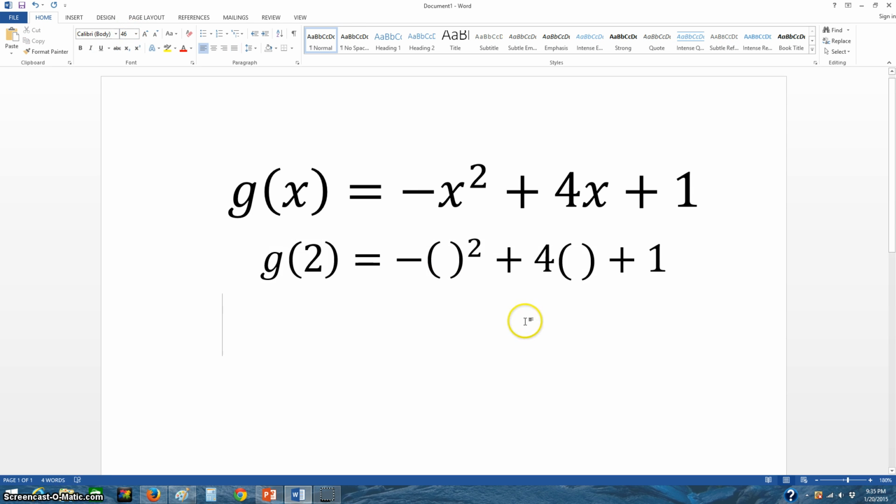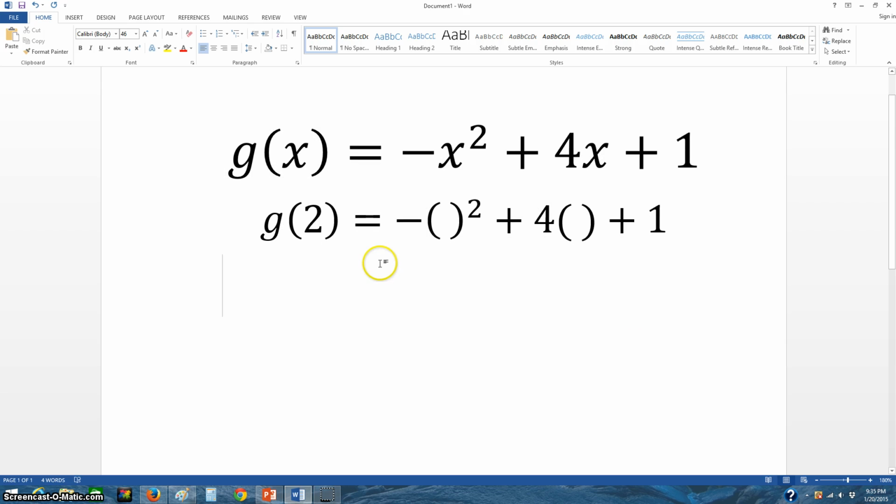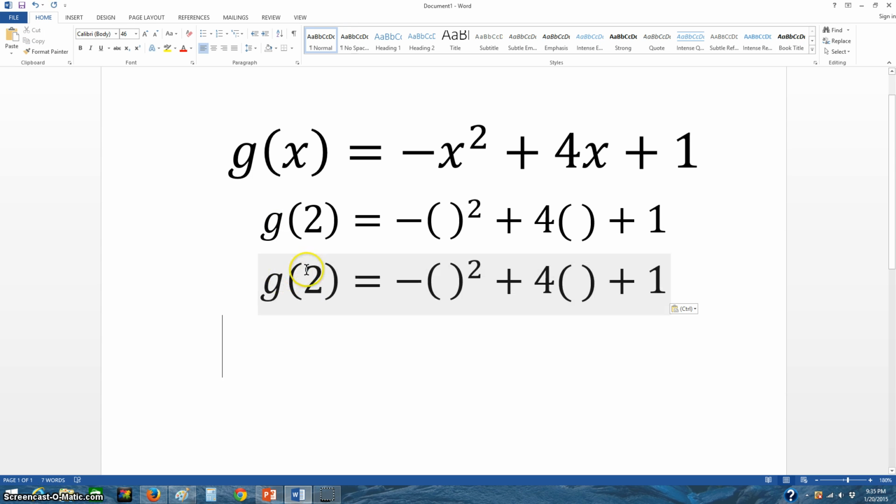Okay, so I've increased this to make it look like your function. Now I can go ahead and substitute, so that's exactly what I'm going to do. And remember, this g of 2 is saying wherever you see an x, in other words, wherever you see a space or a set of parentheses, you need to plug in a positive 2. Okay, so ignore that negative part that I said. You need to plug in a positive 2.